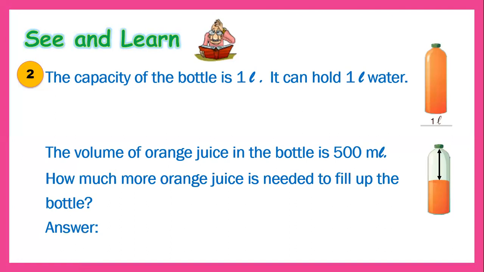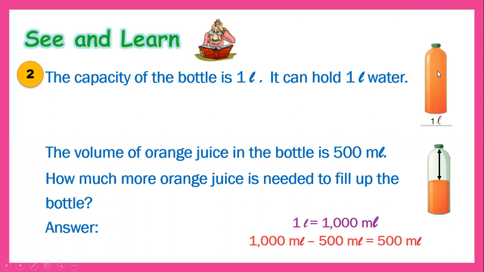So to answer, we already know that 1 liter is equal to 1000 ml. So 1000 ml minus 500 ml is equal to 500 ml. Therefore, we need 500 ml more orange juice to fill up the bottle. Is it clear? Okay, let us have the next example.